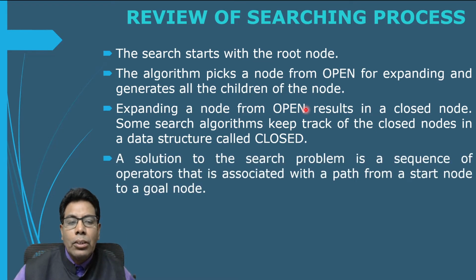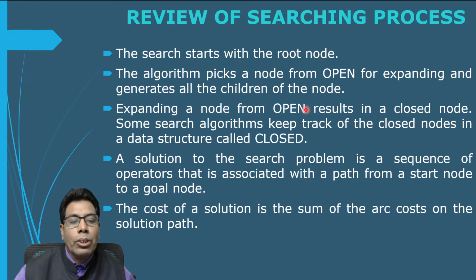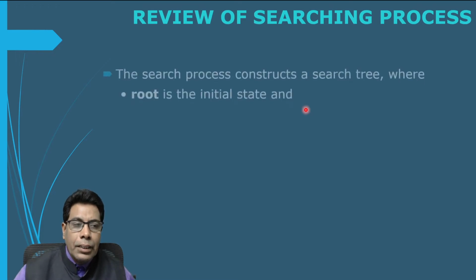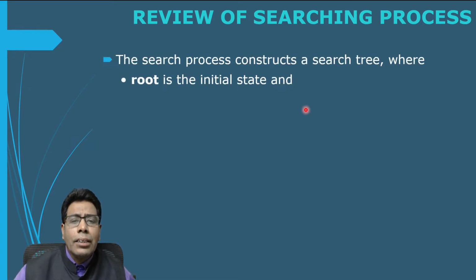Some search algorithms keep track of closed nodes in a data structure called closed. The solution to a search problem is a sequence of operators associated with the path from the start node to a goal node. So the solution will always have a path from the start node to the goal node. The cost of the solution is the sum of the arc costs on the solution path. Whatever path is followed by the operators, the costs are summed up and we get the cost of the solution.